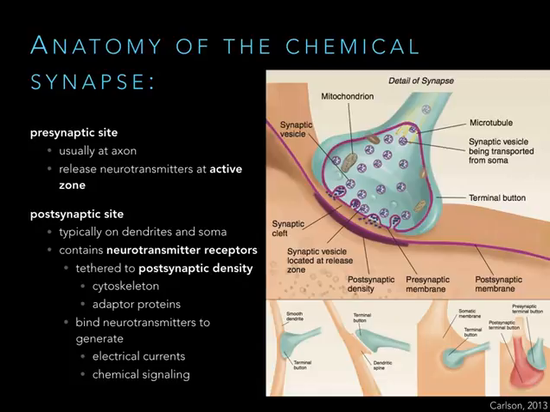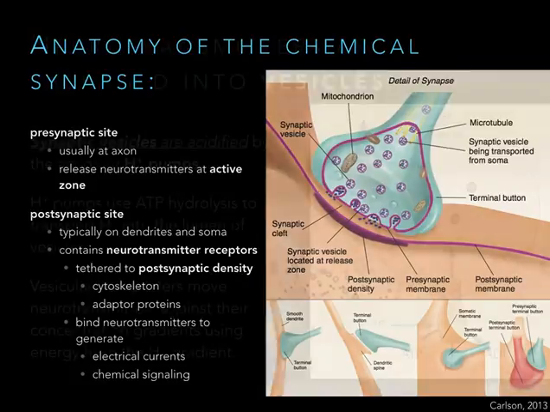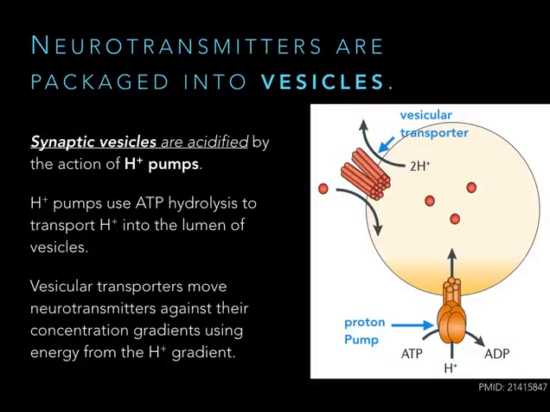Now, let's go to that presynaptic site here. Let's start off with our neurotransmitters. The first thing we have to do after we synthesize them is put them into vesicles. Okay, those little spheres of protein.